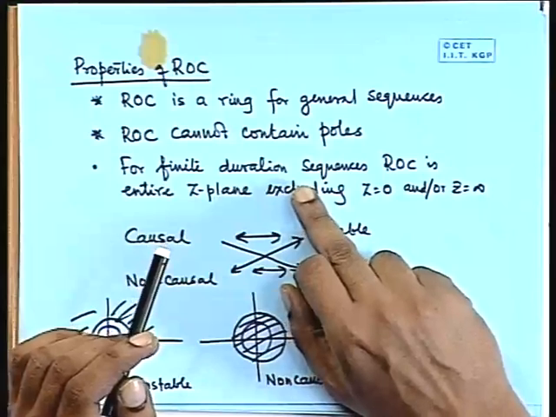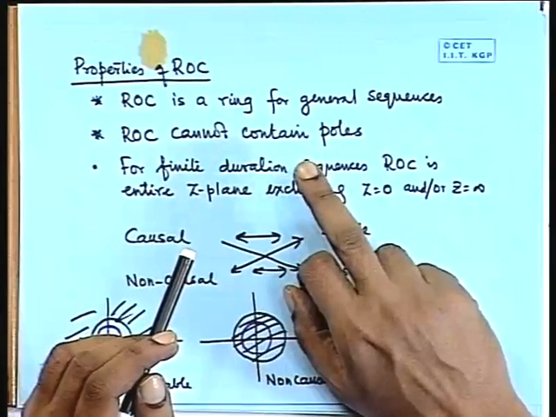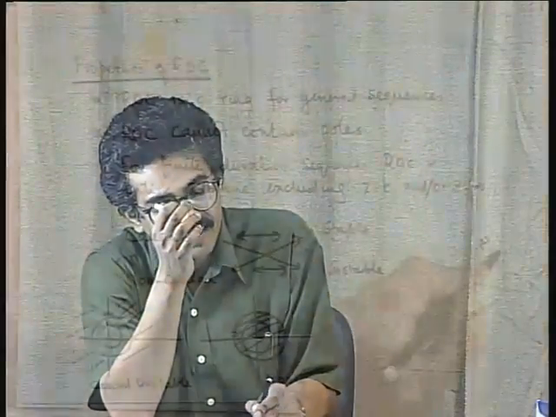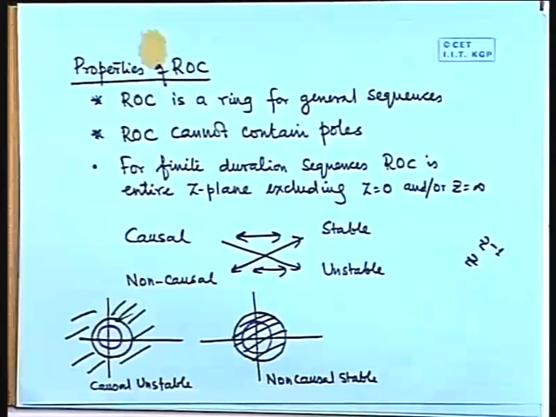Now interestingly, in many cases we deal with finite duration sequences, that is sequences which are 0, then between some two values of n become non-zero and again become 0. For such sequences the Z transform will always exist, because it is a finite sum. Infinite sum will become finite sum. It will always exist excepting maybe at 0 and infinity. Why? Because it contains z inverse and z terms.